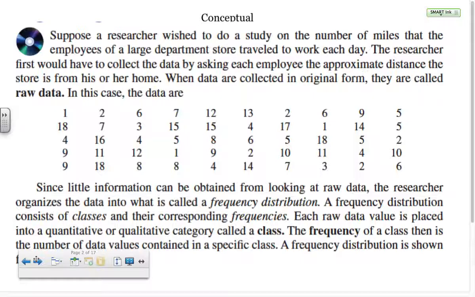Conceptually, first of all, we're going to talk about data and how we organize data. The first unit is primarily on organizing data and doing small statistical analysis of that data. When we have a raw set of data, it's really hard to see what's going on. So you have to be able to organize the data into charts and things like that. There are lots of different charts that you can use. We're going to talk specifically about a frequency distribution, which consists of classes and frequencies. Let's look at what these are conceptually.